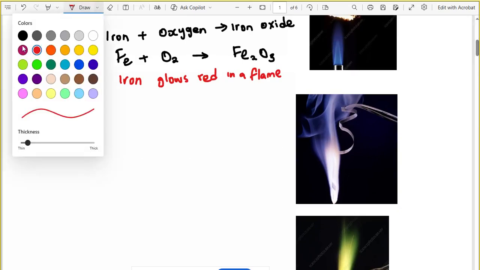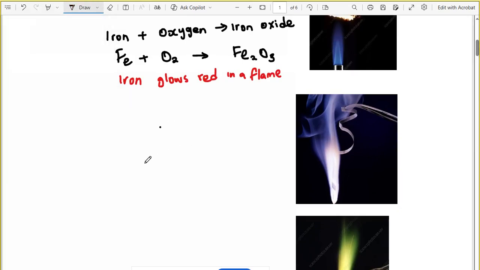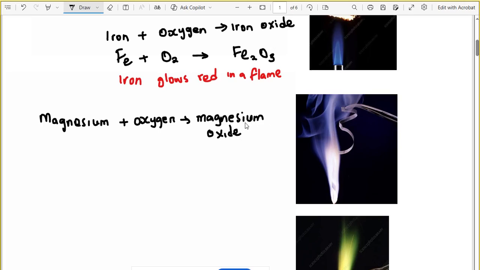Let's look at what we have here. On this one, you're going to have magnesium. Okay, so magnesium will react with oxygen, and then they'll give us magnesium oxide. So when we write the equation, the magnesium, that's Mg, reacts with oxygen, which is O2. They give us magnesium oxide, which is just MgO.